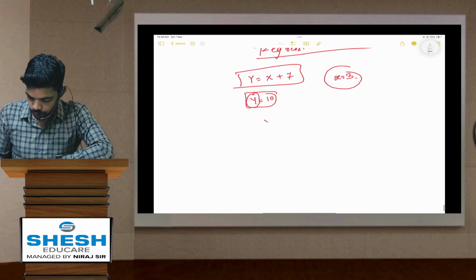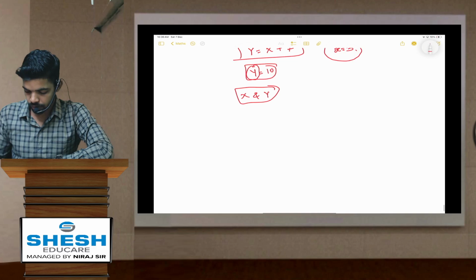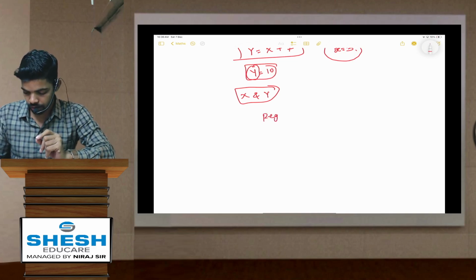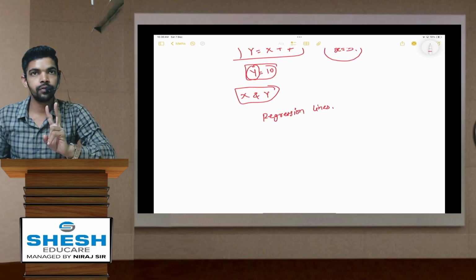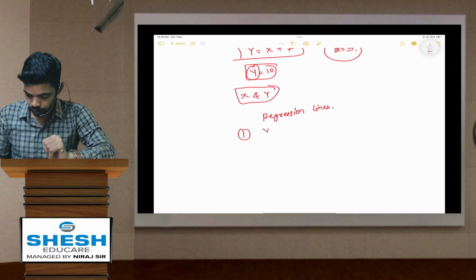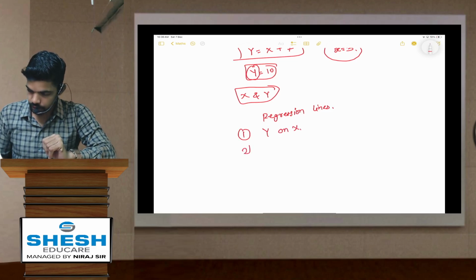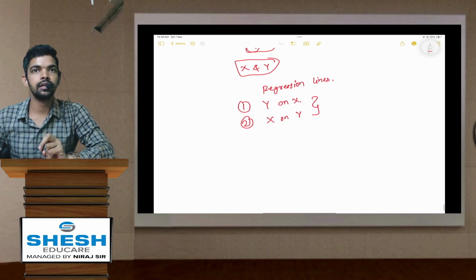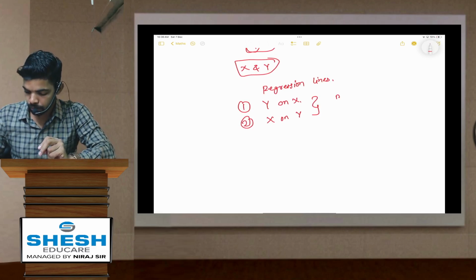So if there are two variables x and y, we will have two relations, two equations, okay, and that will be called regression lines. We have two regression lines. First one is y on x and second one is x on y. These are two regression lines. And how do we find these regression lines graphically? By the method of least squares.